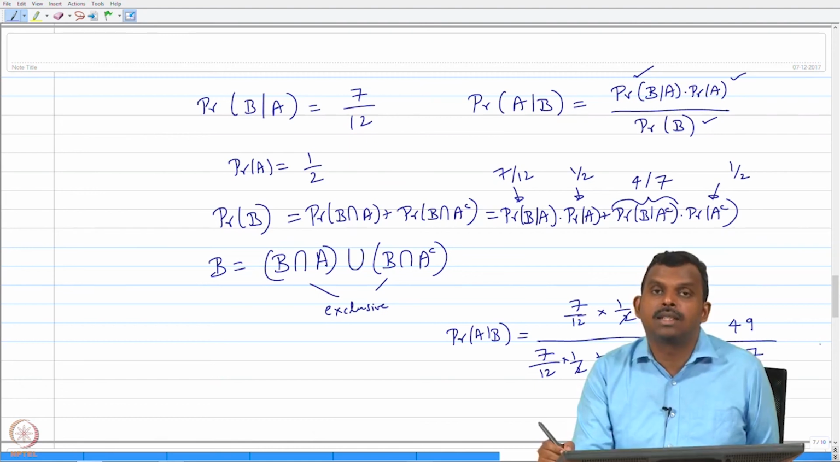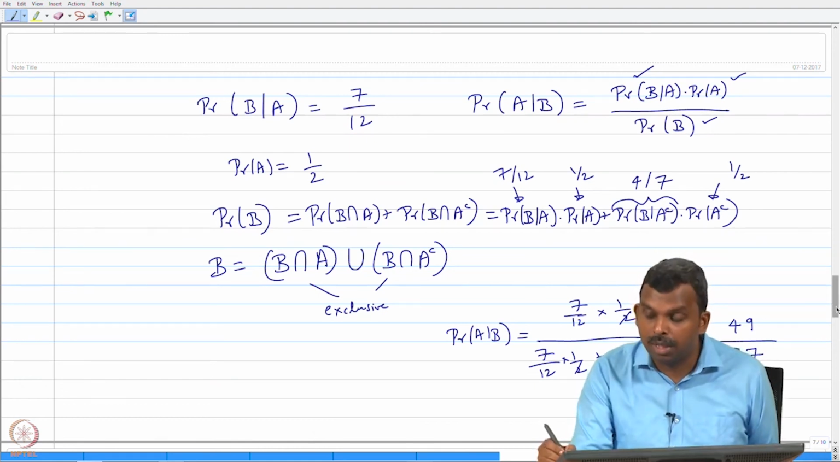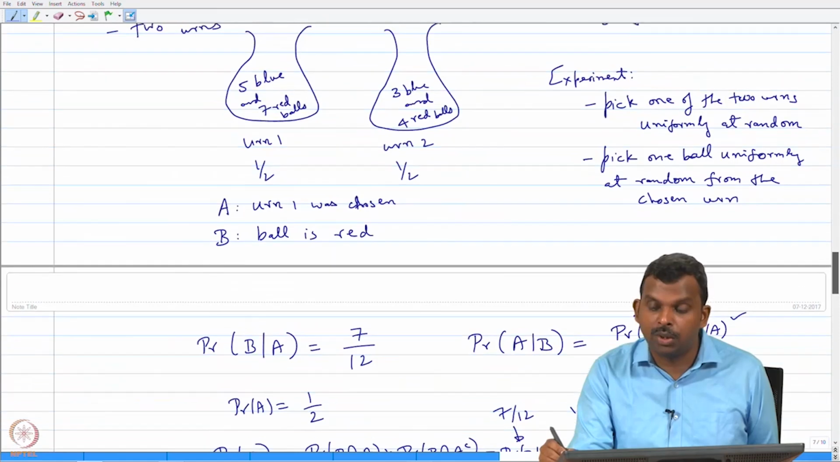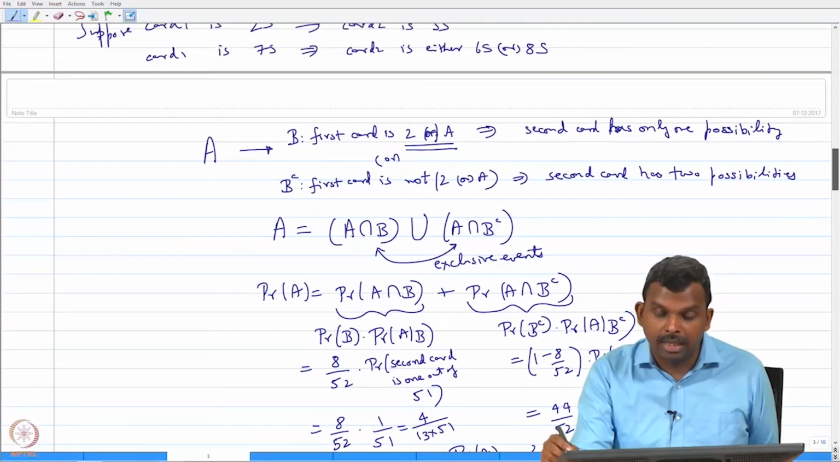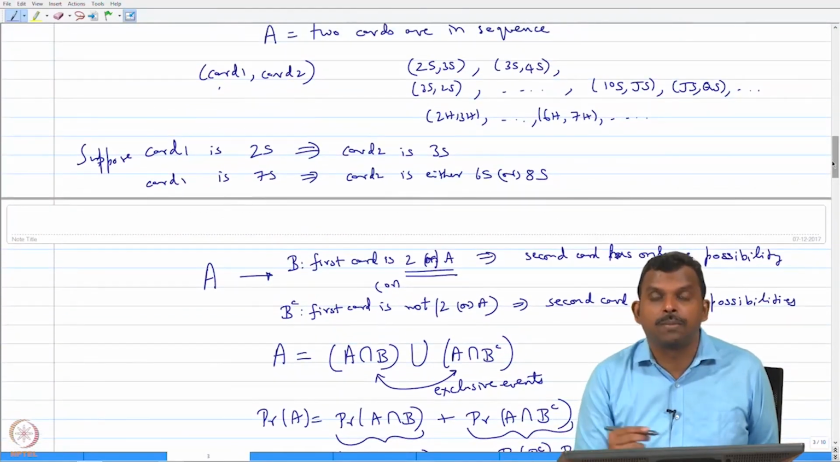This brings us to the end of the lectures on conditional probability. Hopefully, this was interesting to you. Hopefully, you saw how a complicated event such as cards being in a sequence can be split up nicely using conditional probability and computed.